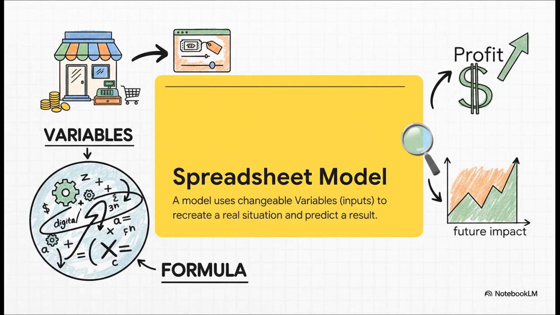So what on earth is a model when we're talking about spreadsheets? Well, you can think of it like a video game for business. Seriously, you're taking a real situation, like running a shop, and you're building a mini version of it with numbers. The magic comes from two key ingredients. Variables. Those are just the numbers you can play with and change, like the price of a movie ticket. And the formula. That's the math in the background that automatically calculates the results, like profit. It's an amazing way to test out your decisions before you make them in the real world.